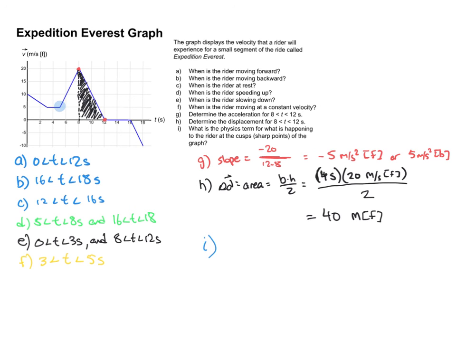So it's accelerating in a positive direction, and then suddenly it changes its acceleration to go in the negative direction. That's a sudden change of acceleration. So what I'm looking for is, do you know the word for a change in acceleration? And that word would be jerk. The rider is experiencing a jerk at 8 seconds and at all the other cusps, but it looks like the biggest jerk is at 8 seconds. All right, that's the Expedition Everest graph.